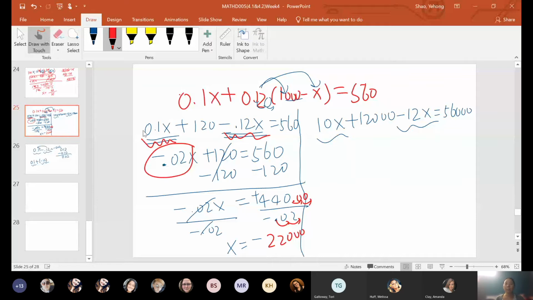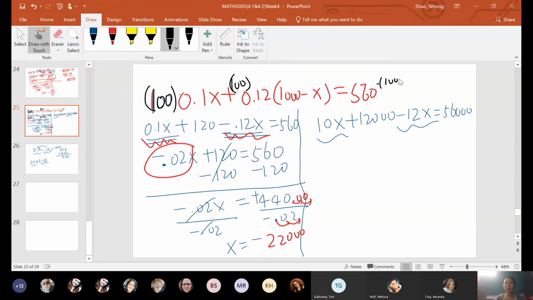Okay, so let's look at the other way to do it. The other way will be what Melissa said before. We can multiply both sides by multiples of 10. We have 0.12 here. Okay. And 1 decimal place here, 2 decimal places here, which means we need 100. So let's multiply 100 here. Multiply by 100, multiply by 100, and multiply by 100.